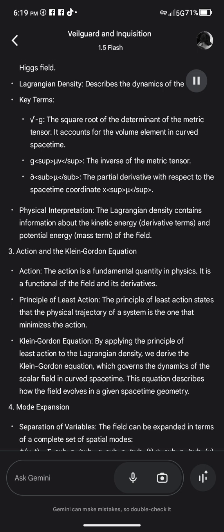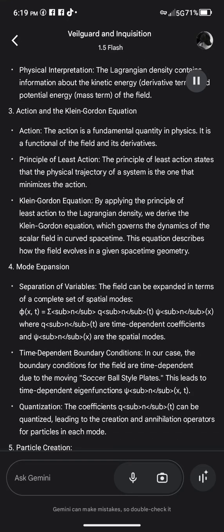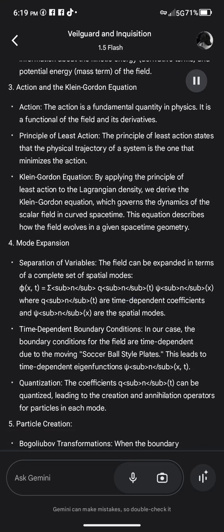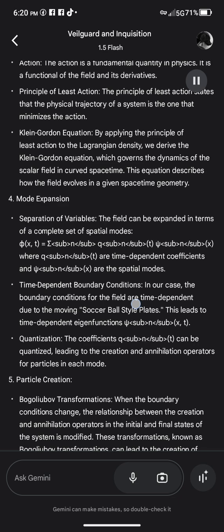3. Action and the Klein-Gordon equation. Action. The action is a fundamental quantity in physics. It is a functional of the field and its derivatives. Principle of least action. The principle of least action states that the physical trajectory of a system is the one that minimizes the action. Klein-Gordon equation. By applying the principle of least action to the Lagrangian density, we derive the Klein-Gordon equation, which governs the dynamics of the scalar field in curved spacetime. This equation describes how the field evolves in a given spacetime geometry.